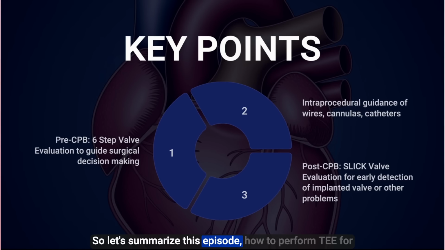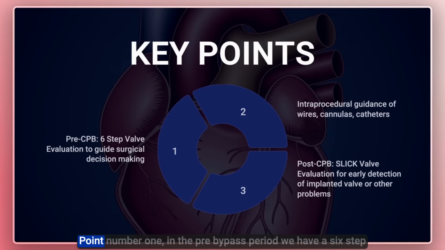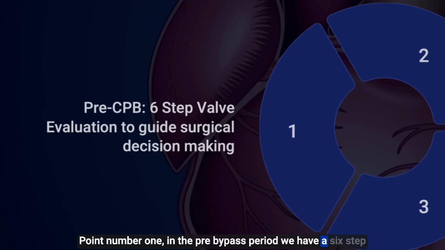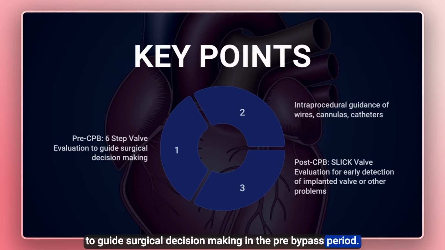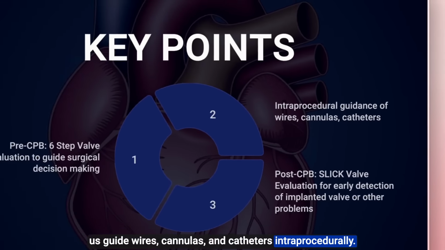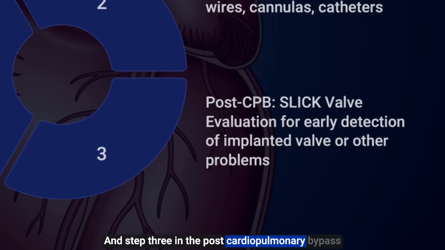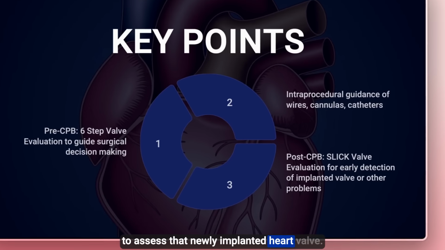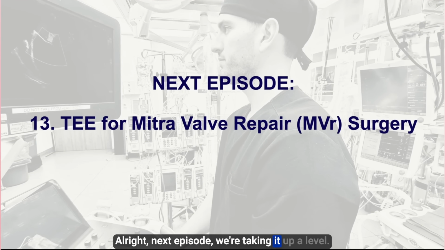So let's summarize this episode, how to perform TEE for mitral valve replacement surgery, with a few key points. Point number one, in the pre-bypass period, we have a 6-step native valve evaluation system that can give us a framework to guide surgical decision-making in the pre-bypass period. Step two, know the surgical approaches to the chest, cardioplegia, cannulation strategies, as knowing this can help us guide wires, cannulas, catheters intraprocedurally. And step three, in the post-cardiopulmonary bypass period, use that SLICK valve evaluation system to assess that newly implanted heart valve.